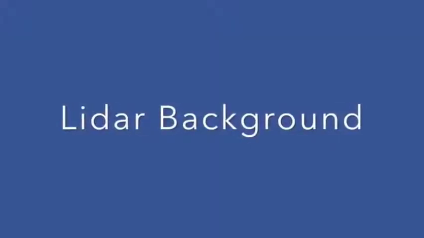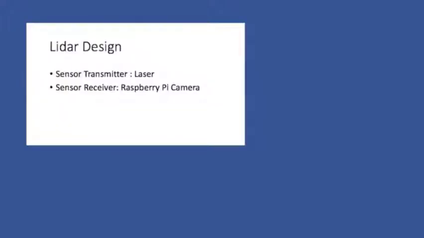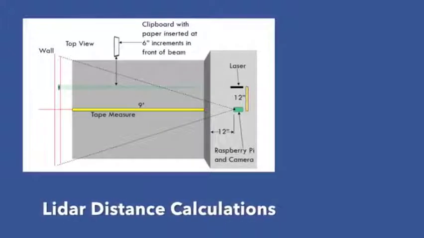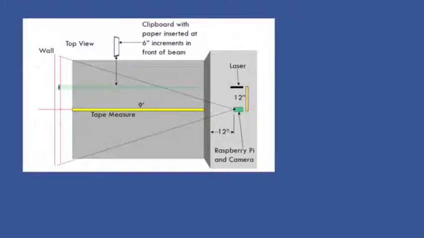So now that you have some idea of what the goal of this project is, I would also like to explain some of the background knowledge about LiDARs. For our LiDAR, we'll be using a laser as the transmitter, and the receiver will be a Raspberry Pi camera. Here is a diagram that explains how we will be calculating the distance of our point to our LiDAR. Looking at the diagram, you can see that there are some set distances that are required in order to accurately determine distance. The diagram also shows that moving the laser closer or further from the wall determines where the pixel will show up in the image.